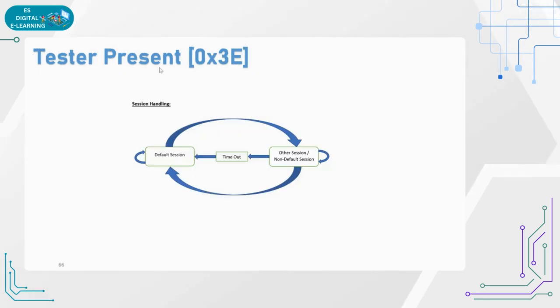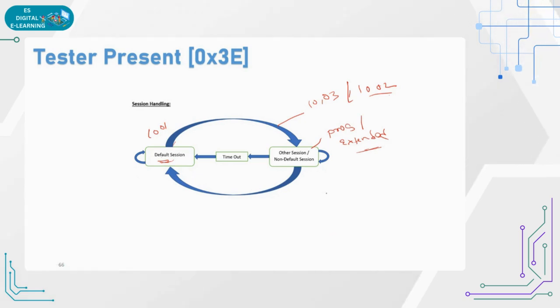About the sessions: whenever we power on the ECU, it will be in the default session. To jump into the other sessions, like the programming session or extended session, if you give 1001, it will be in the default session. To move into the programming session or the extended session, if you give 1003 or 1002, you will enter the specific session.